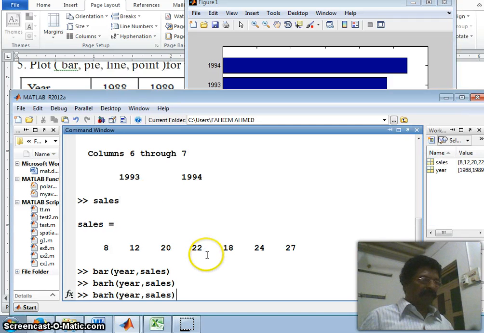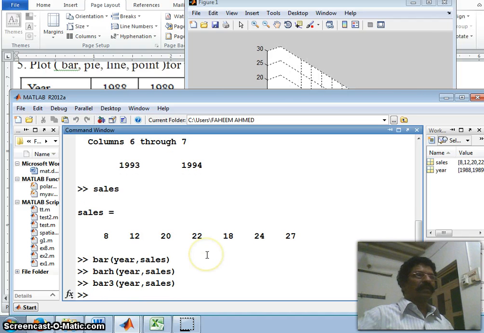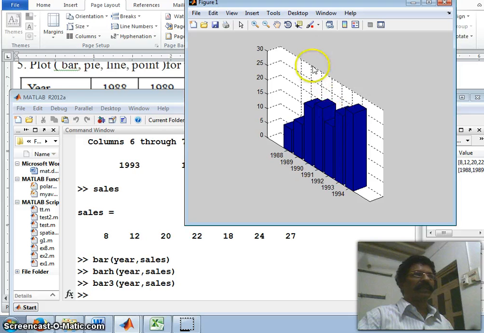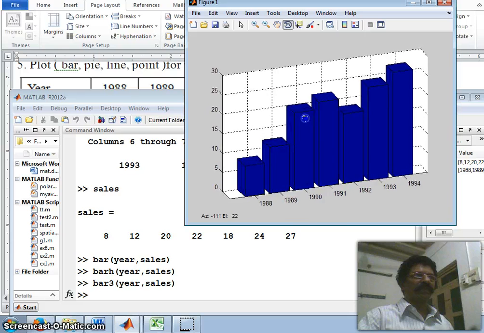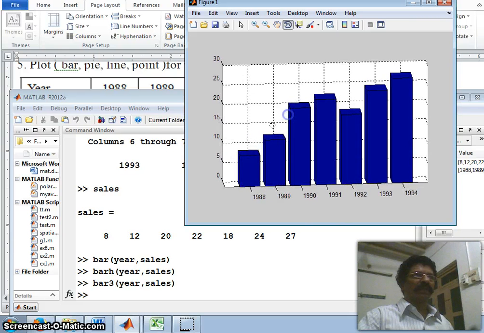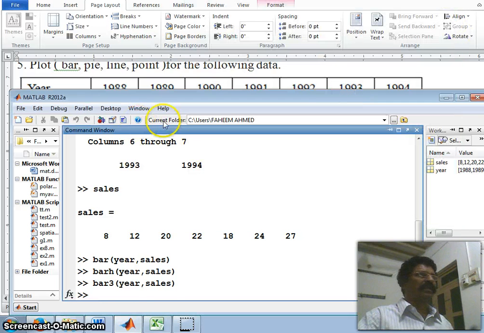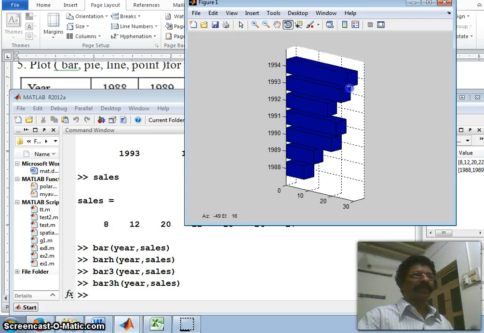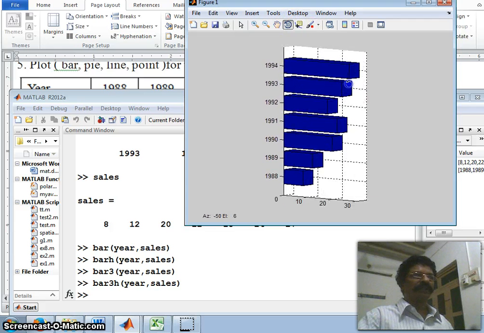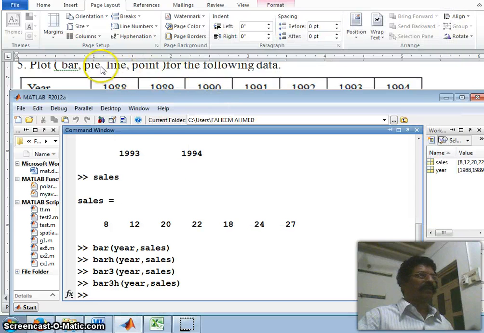The other way we can do, I think we can have bar3. With bar3 you can have the 3-dimensional effect, and here you can rotate. You can have the 3-dimensional view of the sales in millions for each year. Likewise I can have bar3h, the same figure but in the horizontal direction, bar 3-dimensional h. Alright, so this finishes the bar graph.